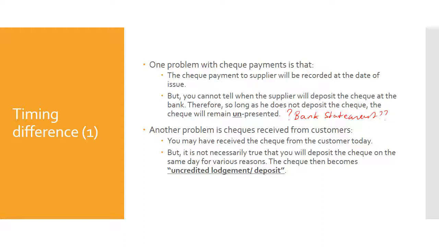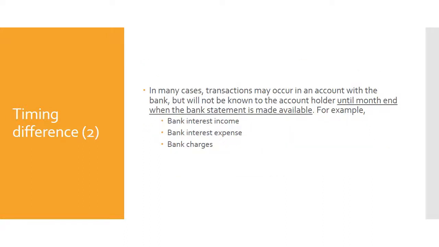Another problem is checks received from customers. You may have received the check from the customer today, but it is not necessarily true that you will deposit the check on the same day, for various reasons. For example, you might not deposit the check today because it's a public holiday. So you might have the check on hand and recorded in your cash book, but at the same time, the bank has no record that you have received such a check payment from the customer. This check is therefore known as an uncredited lodgement or uncredited deposit, right? So that's what gives rise to what I call timing difference.